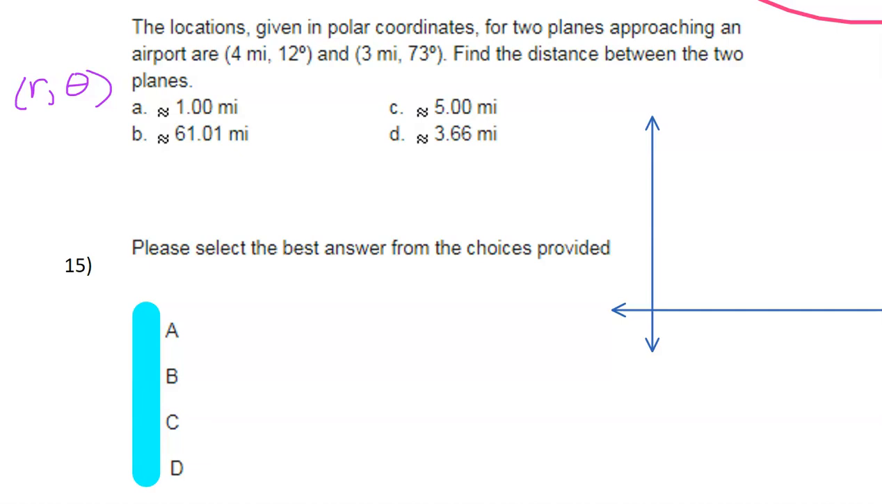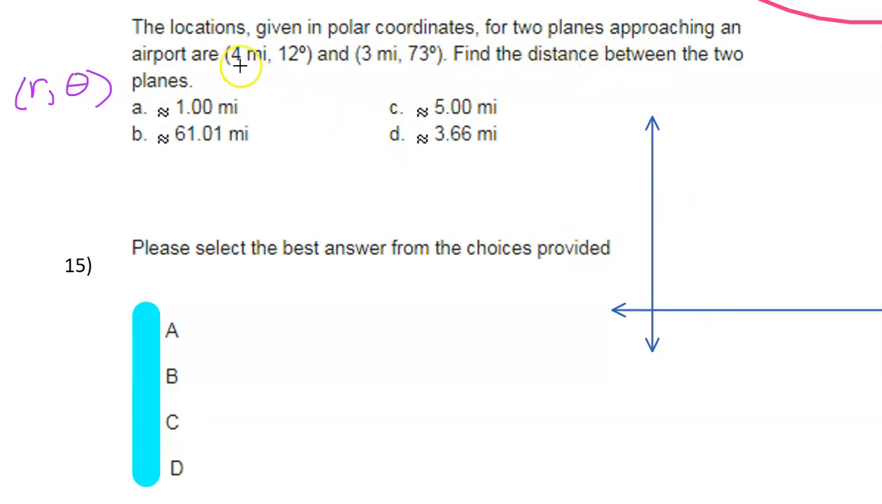In this video, we are given 2 points in polar coordinates. That means r comma theta, and we're being asked to find the distance between them. So let's read the little story. The locations given in polar coordinates for 2 planes approaching an airport are 4 miles, 12 degrees and 3 miles, 73 degrees. Find the distance between the 2 planes.